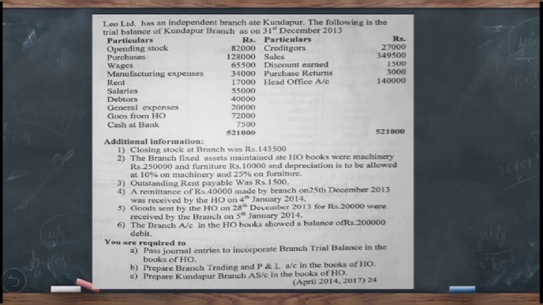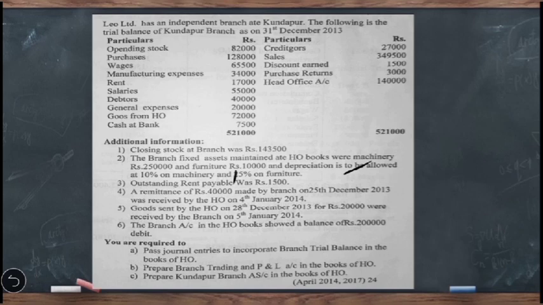So now for that, first we have to pass the adjustment entries, then we will be taking up the incorporation entries. They have given the second adjustment, that the branch fixed assets maintained in the books of head office were machinery with the book value of 2,50,000 and furniture with the book value of 10,000, and the depreciation to be allowed at 10% on machinery and 15% on furniture. Now coming to the depreciation on machinery, on 2,50,000 we have to calculate 10%, which comes to 25,000, and the second one, depreciation on furniture will be 15% on 10,000, which comes to 1,500.